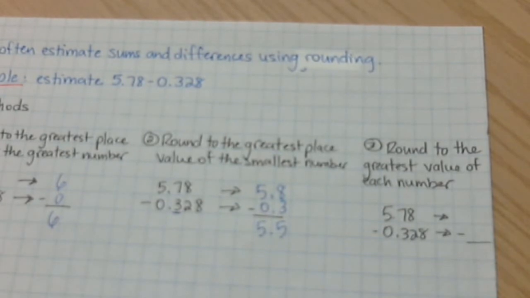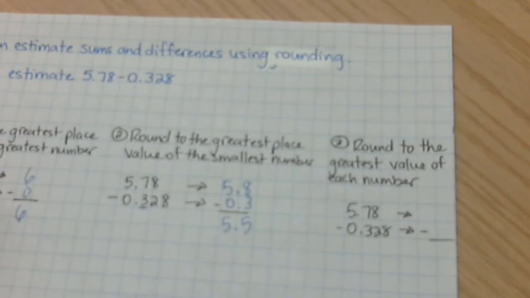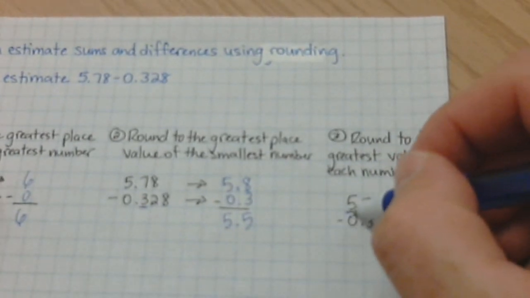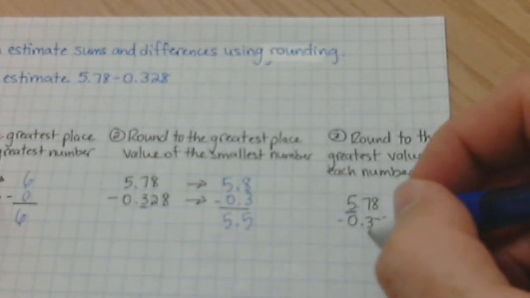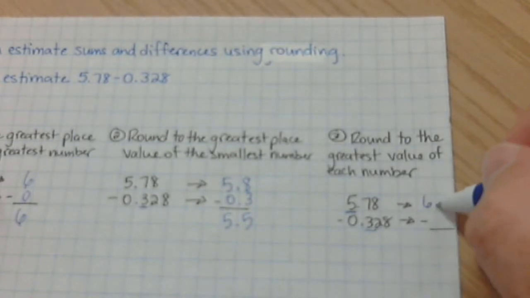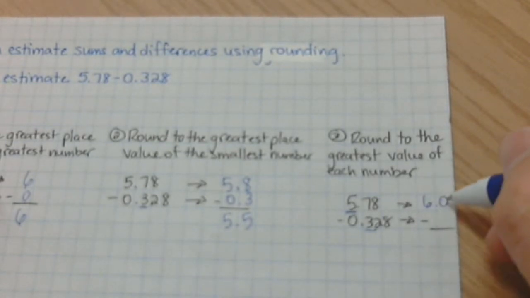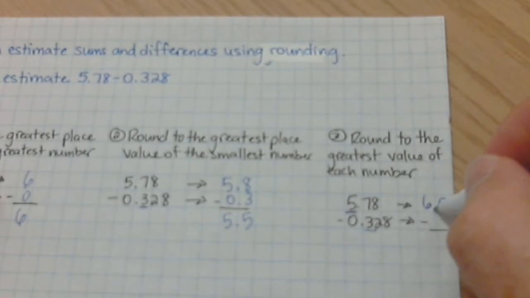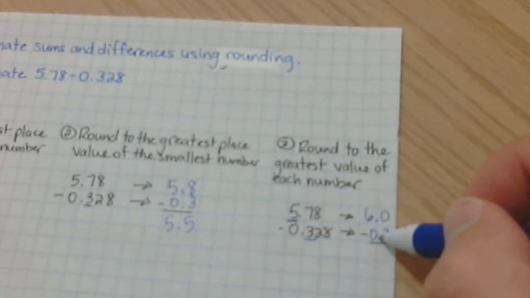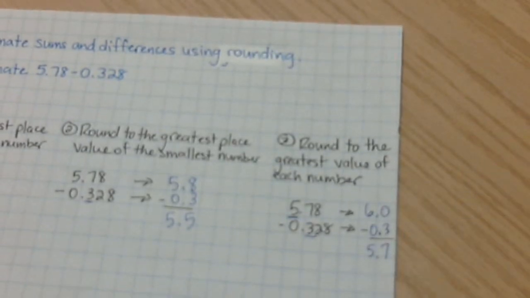The last method is to round to the greatest value of each number. In this case, 5.78 gets rounded to the nearest 1, and 0.328 gets rounded to the nearest tenth, which means this becomes 6. Don't let the decimal place fool you, it's just 6. And 0.328 gets rounded to 0.3. So 6 minus 0.3 equals 5.7.